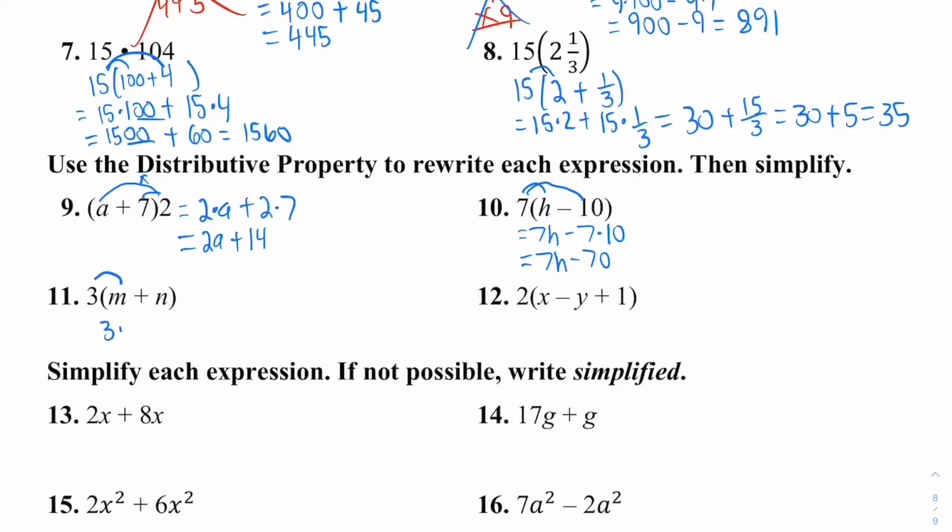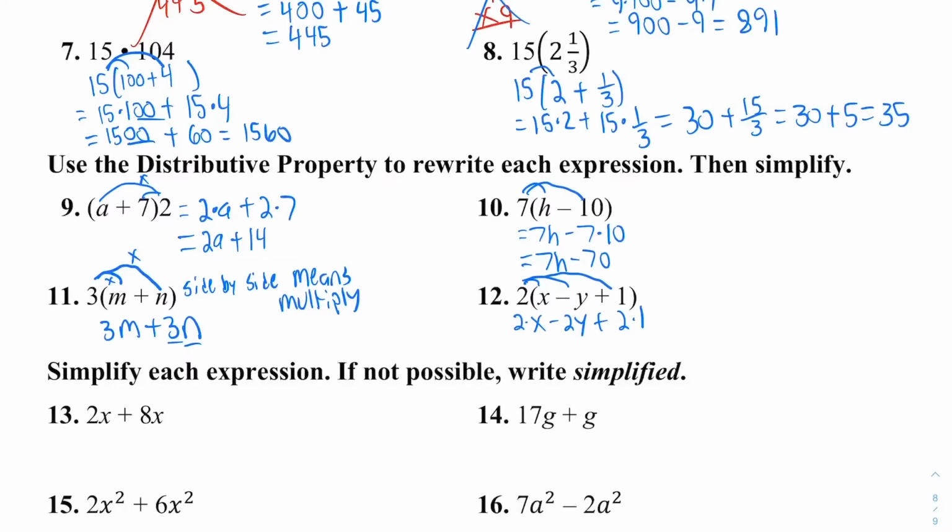3 times the first number plus 3 times the second number. I stopped putting the dot because these are just a number and a letter, and if there's a number right next to a letter, side by side, it means multiply. That's how we know that this 3 on the outside is going to multiply each of these inside. Here we have 3 things: 2 times x minus 2 times y plus 2 times 1.